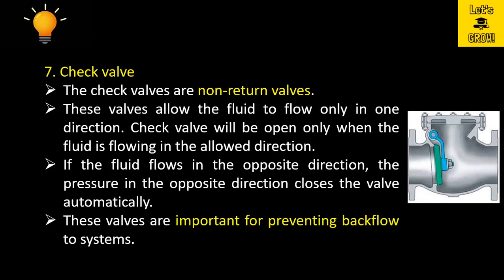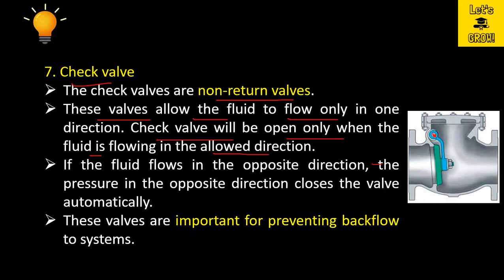Now another type of valve is the check valve, correct? Check valves are non-return valves. These valves allow the fluid to flow only in one direction. A check valve will open only when the fluid is flowing in the allowed direction. What does it mean? There is a certain mechanism in the check valve, but in this particular figure, what is the mechanism? This is a pin joint, or this is a hinge, correct?